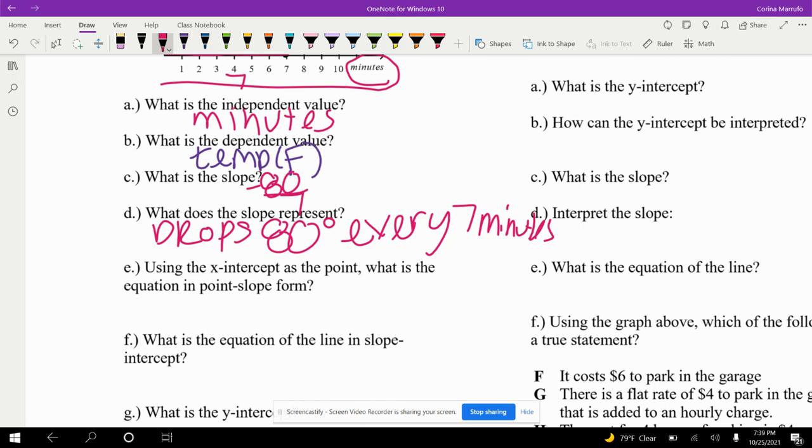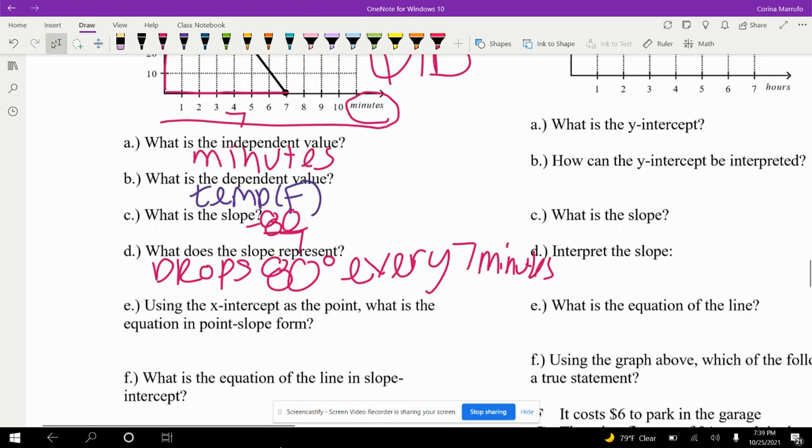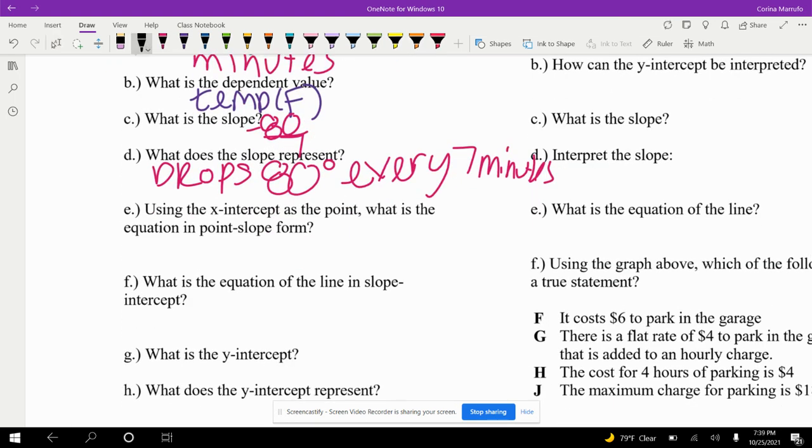Using the x-intercept as a point, what is the equation in point slope form? So the x-intercept is (7, 0). So I'm going to copy down my formula. y minus y1 equals m times x minus x1. And the point is (7, 0). So for my y value, it's 0. My slope is negative 80 over 7. And then we have x minus 7. And then this is y minus 0. So that's in point slope form.